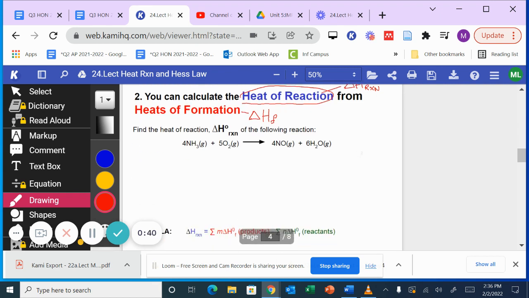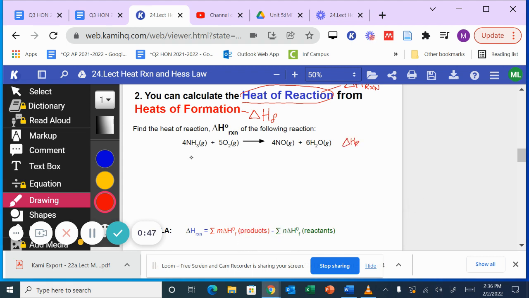Let me show you how. It says, find the heat of the reaction of the following reaction. So this delta H reaction is unknown. Here, we can either go to the lab and mix 4 moles of this, 5 moles of this, put it into a calorimeter, and see how the energy or the heat changes. Or we can find the heats of formation using the table.